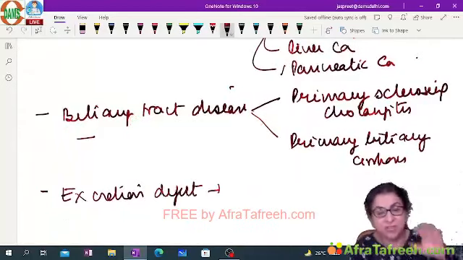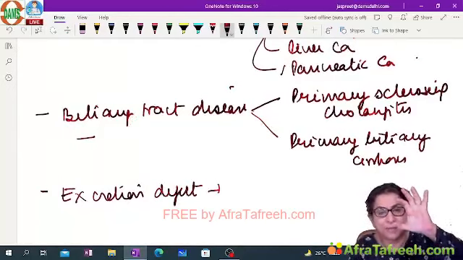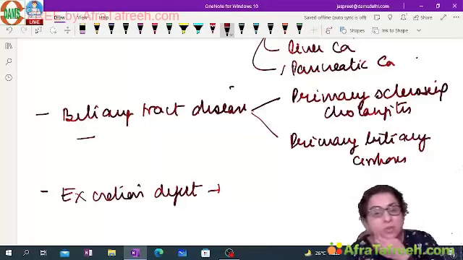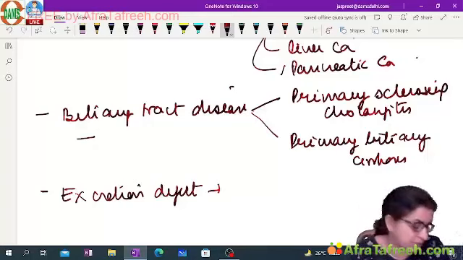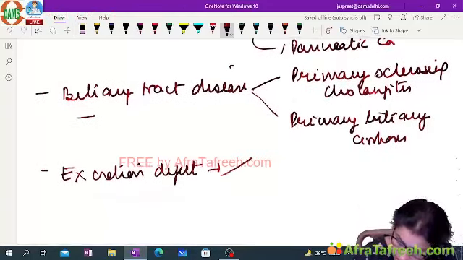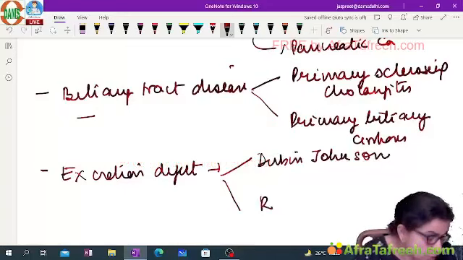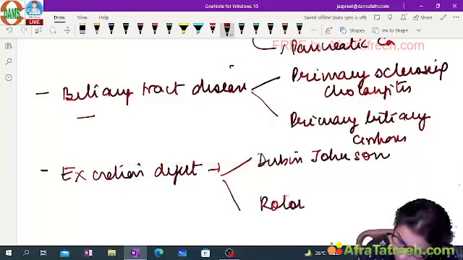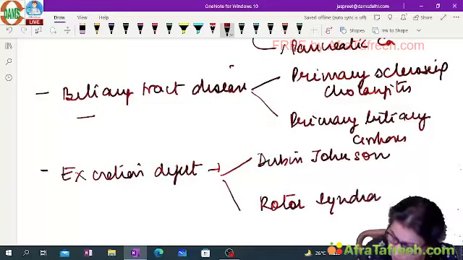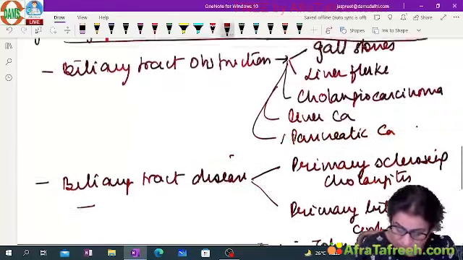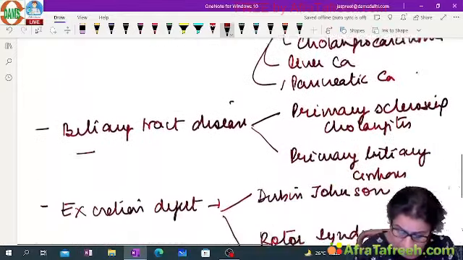Now what is excretion defect? Inside the hepatocyte, the bilirubin is getting conjugated, but it is unable to come out of the hepatocyte. That is the excretion defect, which is seen in Dubin-Johnson syndrome and Rotor syndrome. So these are the causes of conjugated hyperbilirubinemia.